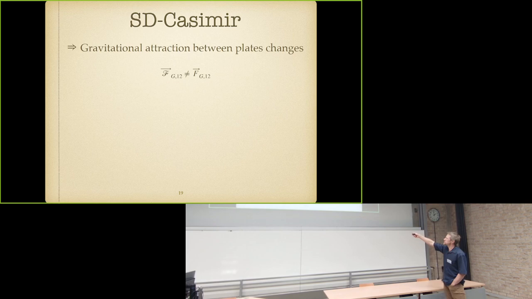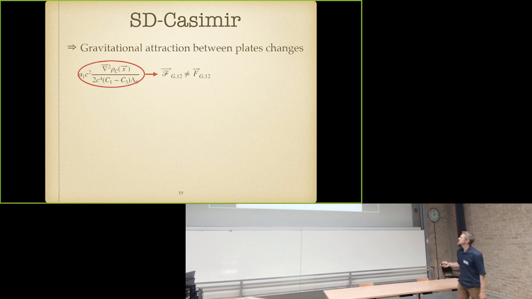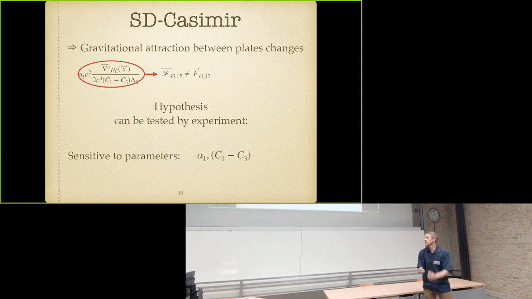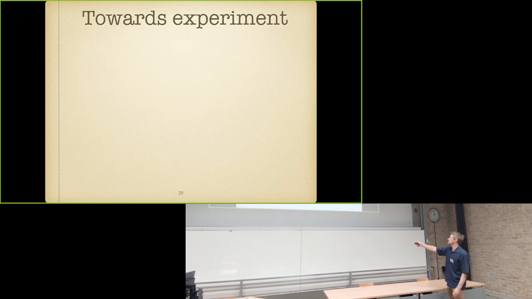So you have a different attraction between the Casimir plates. And it comes from this derivative of the Casimir energy density, which I showed you, changes in the plates. And this can be tested in principle. So we have the two hypotheses. We have a concrete, simple model, and test for these parameters.